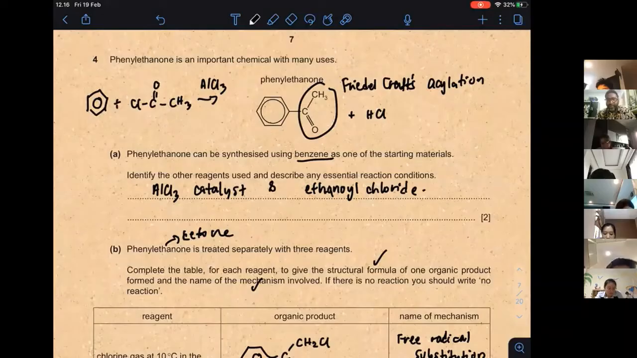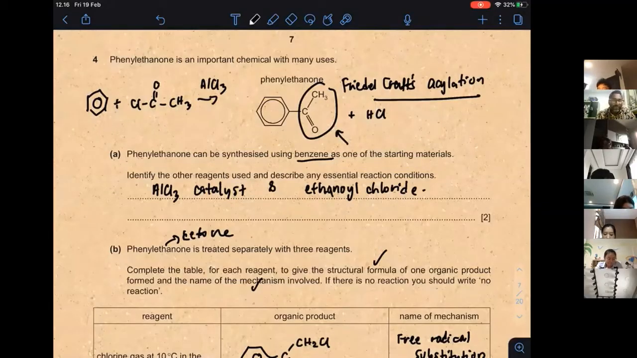Okay, when you want to add a methyl group or acyl group, then it's going to be acylation. Okay, Friedel-Crafts acylation or alkylation. There are only a few things that can happen. Even like oxidation, it is for methylbenzene. So here, if you have this particular thing, you know automatically it's going to be a Friedel-Crafts reaction.